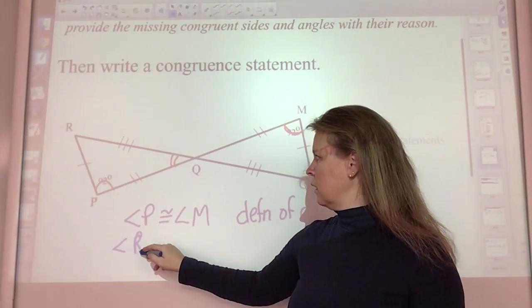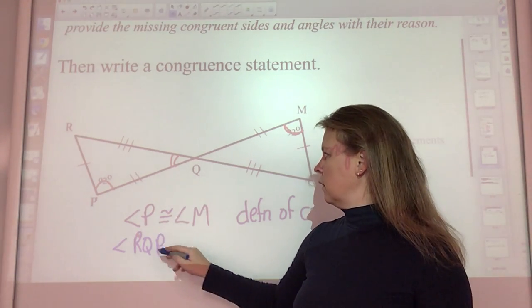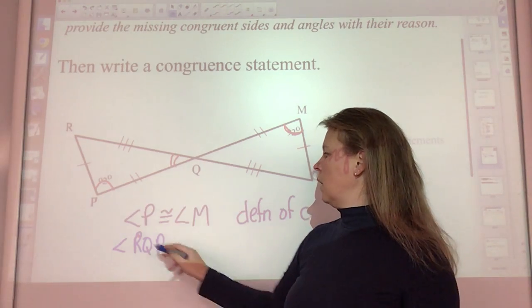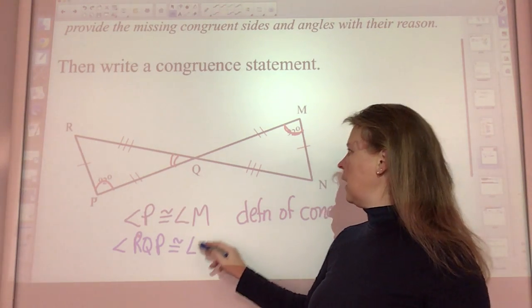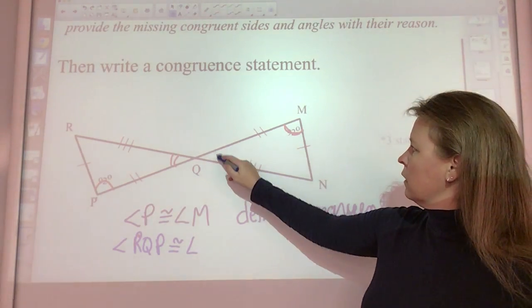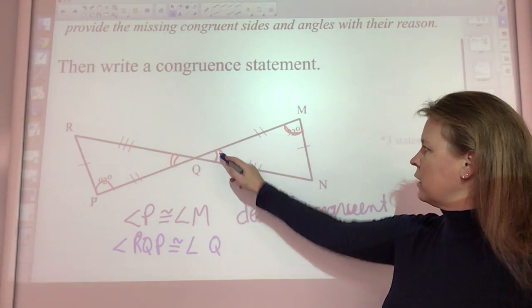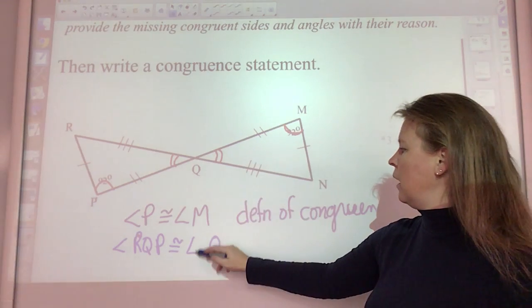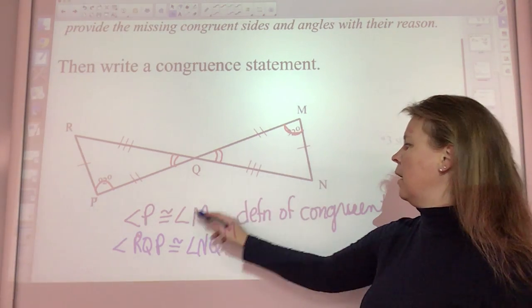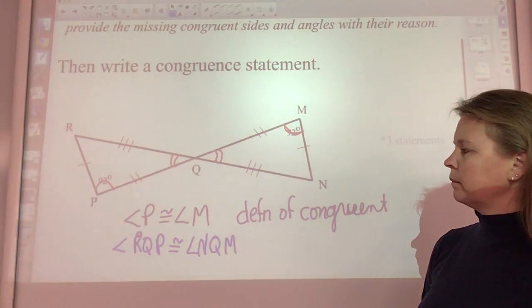Angle RQP, or PQR, is congruent to angle. Same thing here. Order doesn't matter on the angles as long as the Q is the vertex in the middle. NQM, or MQN, doesn't matter.